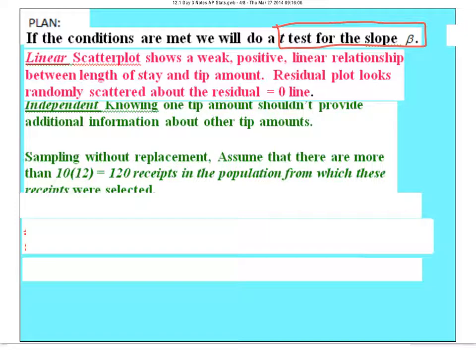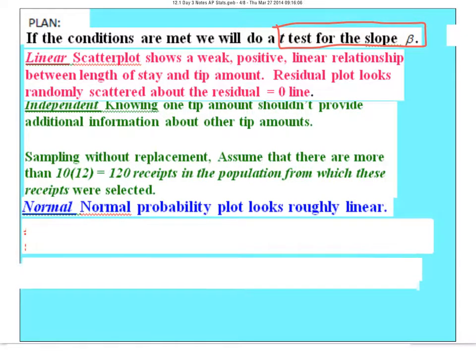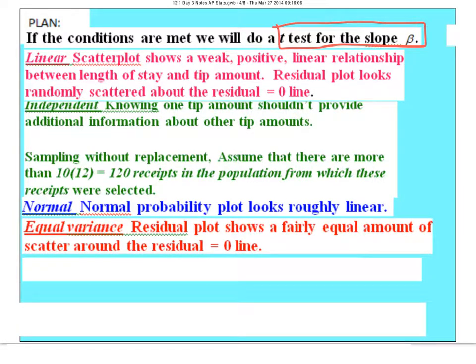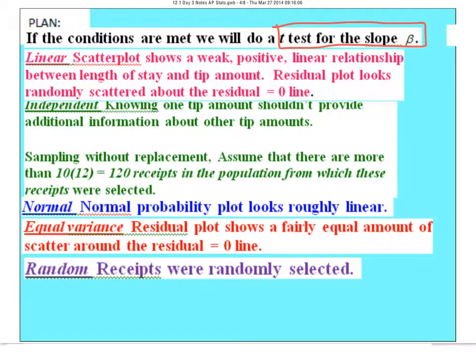For normality, look at the normal probability plot, and when you do, you're looking for some nice linear relationship, and it looks roughly linear. For equal variance, I'm going to go back to the actual residual plot and see if there's a nice balanced scatter amongst the x values of 1, 2, 3, 4, and so forth. And for that, the residual plot shows a fairly equal amount of scatter around that residual line of 0. And finally, for randomness, the receipts were randomly selected.